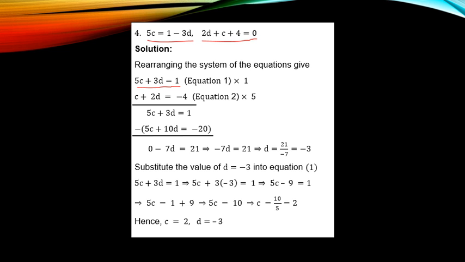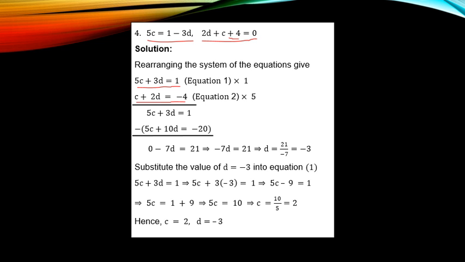In the second equation, you need to move plus 4 to go and meet 0. It becomes minus 4. You can rearrange following alphabetical order. You can take c first and plus 2d, since both variables are positive. So you have c plus 2d equal to minus 4. Okay.